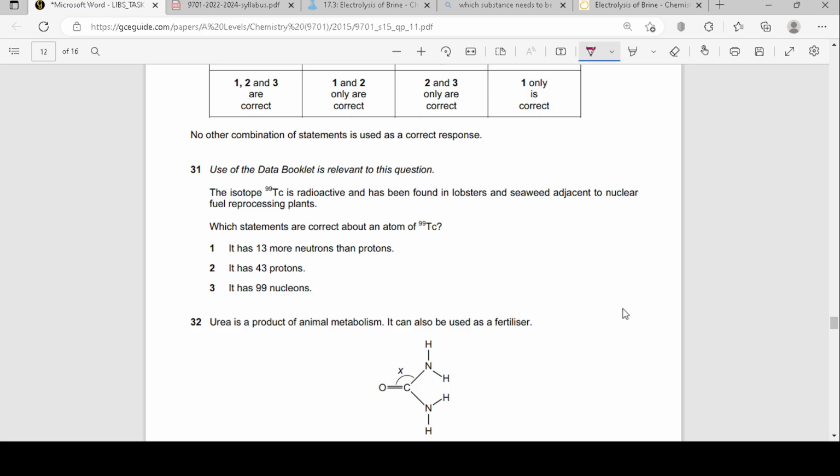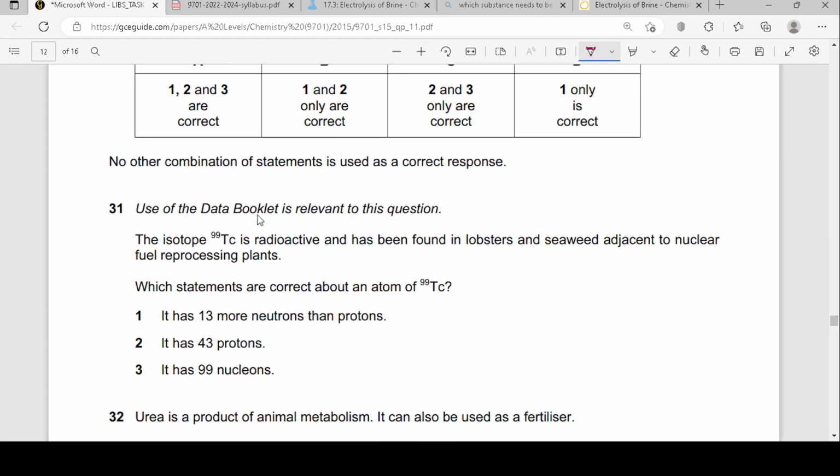That would be nice. And so the isotope 99Tc. So Tc, where is that in my periodic table? That is technetium, and that has a proton number of 43.